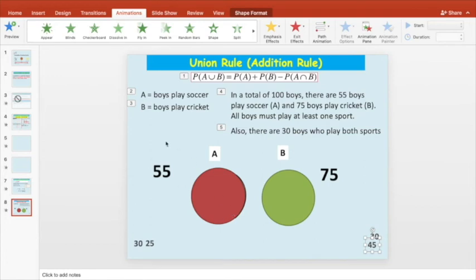So again, there are 55 boys in set A, and 30 boys play both sports. So I will separate 55 into 25 and 30. Similarly, I will separate 75 into 30 and 45, because there are 30 boys who play both sports.